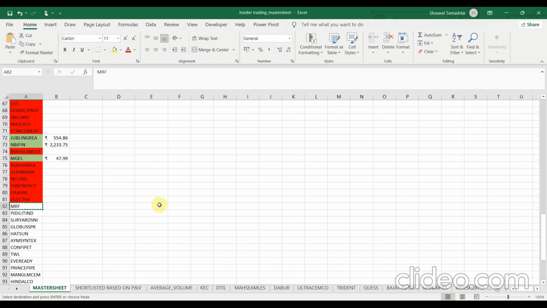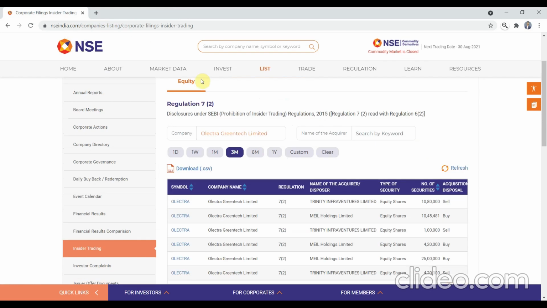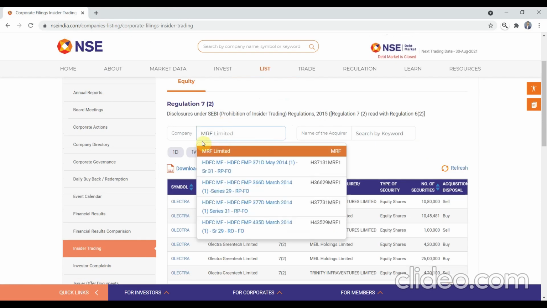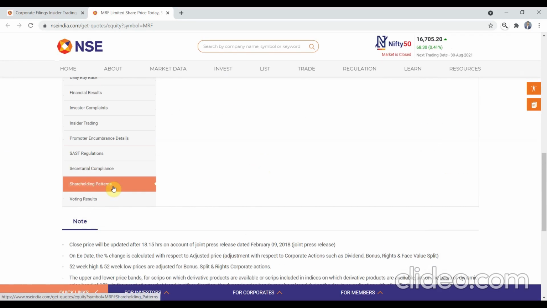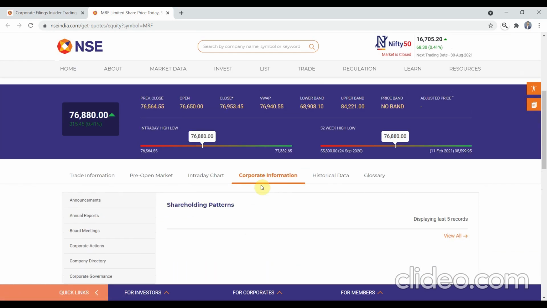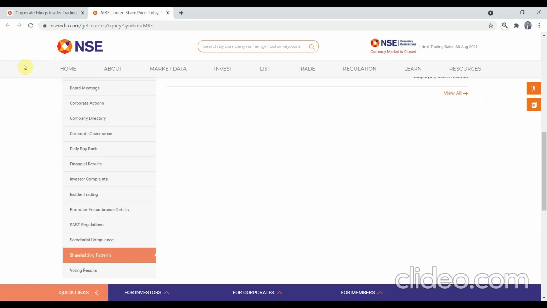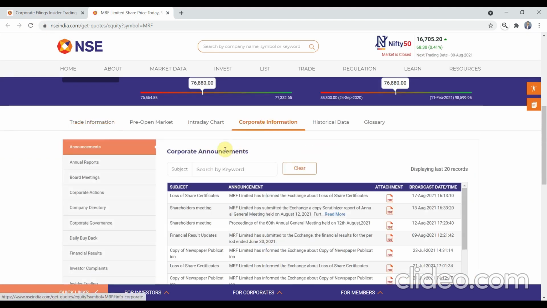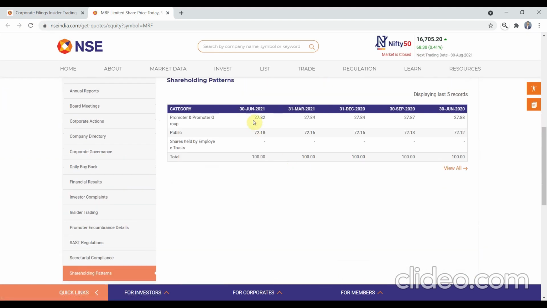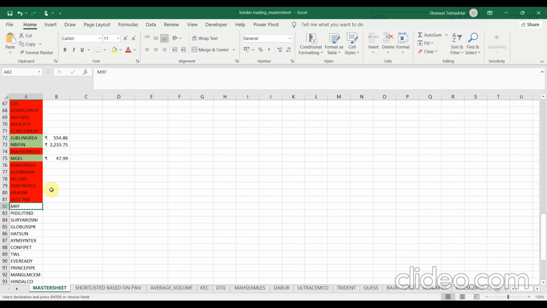Let's move on to MRF. MRF Limited, simple. Corporate information. We have to follow this process for all the stocks. Okay, shareholding is not loading. Let me just refresh it. Yeah. As you can see, the shareholding of promoters is less than 50%. So I'll discard this particular stock also. I'll mark it as red once again.